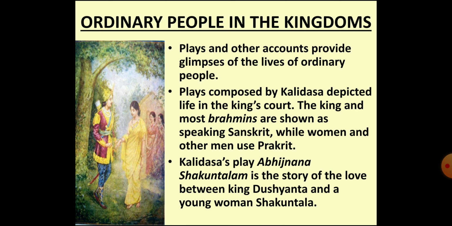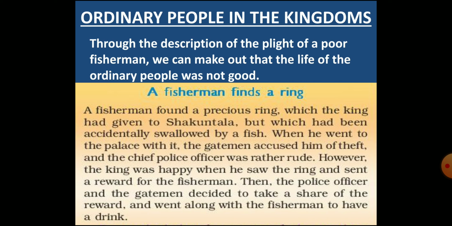Kalidasa's most famous play is Abhigyan Shakuntalam. This play depicts the story of love between a king named Dushyant and a young woman named Shakuntala. Through this play, it is shown that the condition of ordinary people was not good. For instance, here is the description of the unfortunate condition of a poor fisherman in this play.